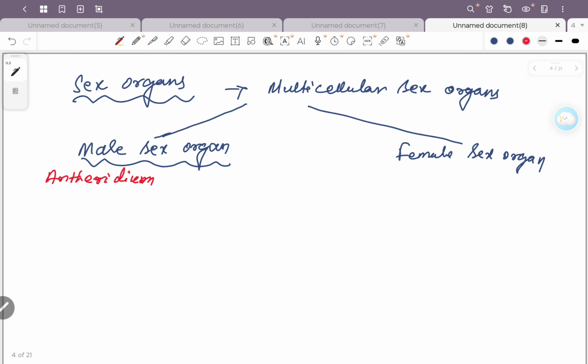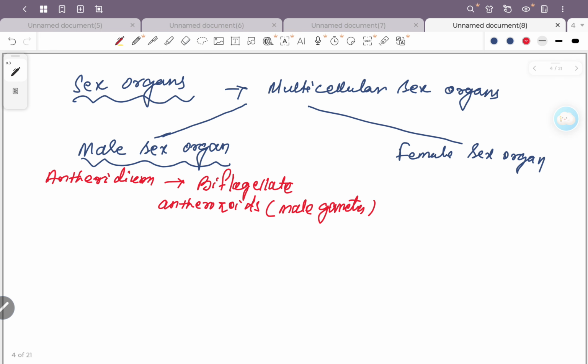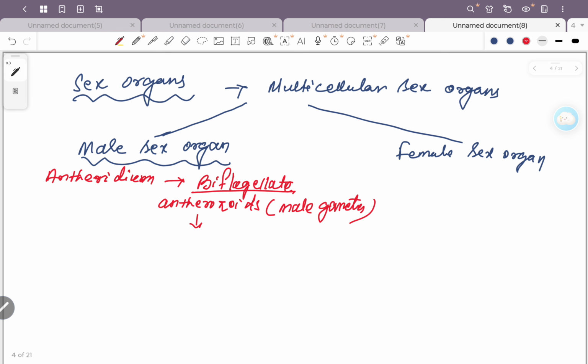Okay, and this antheridium produces biflagellate antherozoids, which are known as male gametes. Okay, clear? Now these male gametes, since they are having flagella, are motile and swim through water.